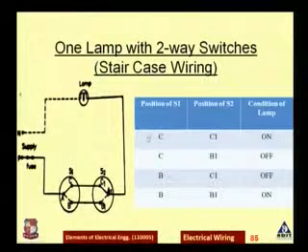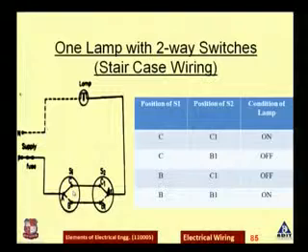Let us assume that this is S1, that is switch 1, and this one is S2, that is switch 2, and this one is my lamp, right? This one is my point A, this one is my point B, and this one is my point C. Similarly, this one is my point A1, B1 and C1. Now I will decide the position. First of all, the switch S1 is in C position.